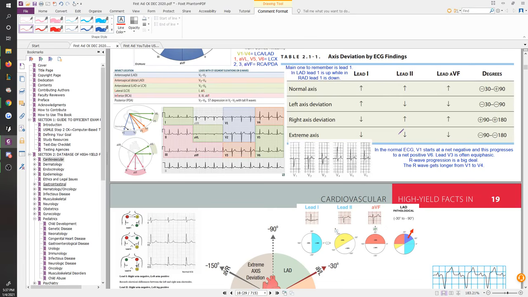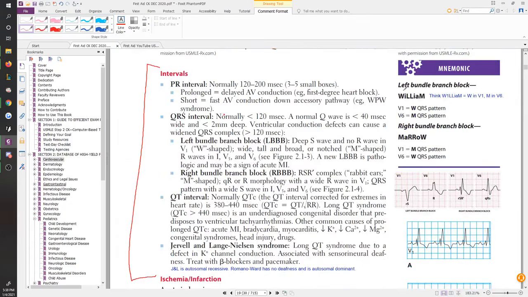Okay. So let's take a look at this. Now we have this mnemonic of William and Marrow. Definitely a mnemonic you'll be using a lot. It's a very important one. So here, this is also a very nice, very simple mnemonic to work with. It nicely shows you that a person has William and Marrow, right? So your left bundle branch block is always a person who has the W on V1 and an M on V6.